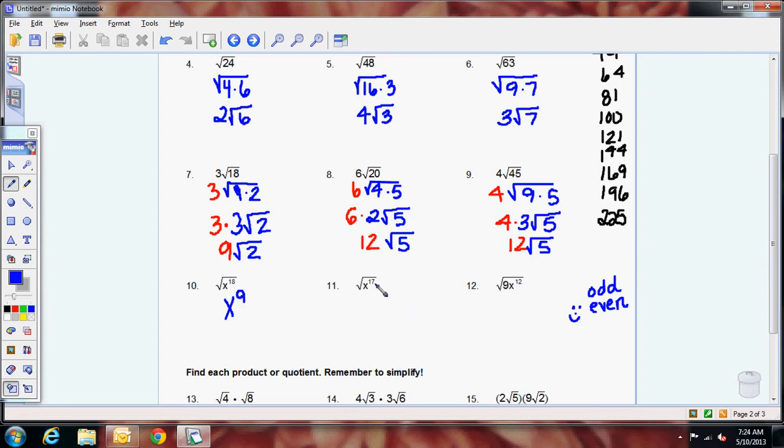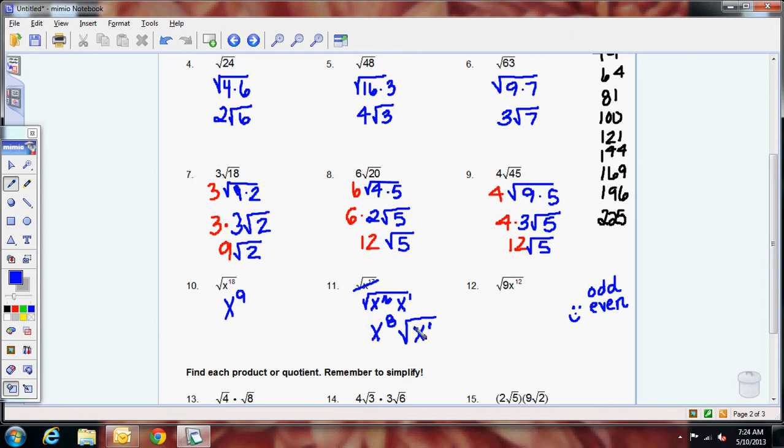All right, x to the 17th. Crud. That's not an even number. So I'm going to have to go down to the next smallest even number. If I go down 1, that would give me 16. And then to get 17, I need 1 more. So I've gone down 1, and it still gives me 17. But now I can cut this one in half. Half of 16 is 8. So I'm going to have x to the 8th that comes out. And then x to the 1st is odd, so that's going to stay in.